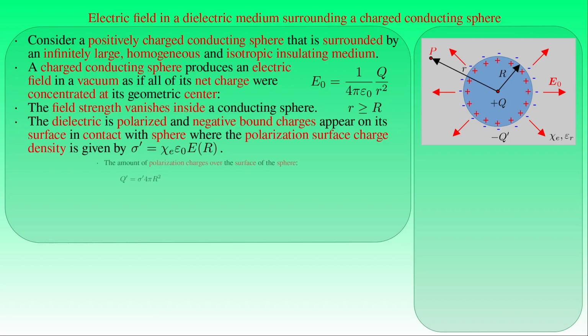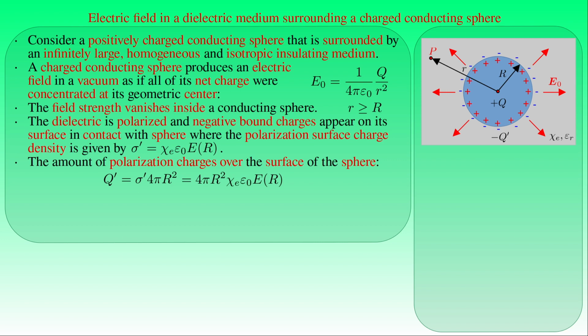The total amount of polarization charge Q' over the surface of the sphere is equal to the polarization surface charge density sigma prime, times the surface area of the sphere, that is 4 pi times the square of the radius R. If we substitute the expression for sigma prime into this equation, the polarization charge can be written as 4 pi times R squared, times Chi times epsilon naught, times the magnitude of the net electric field E evaluated at R.